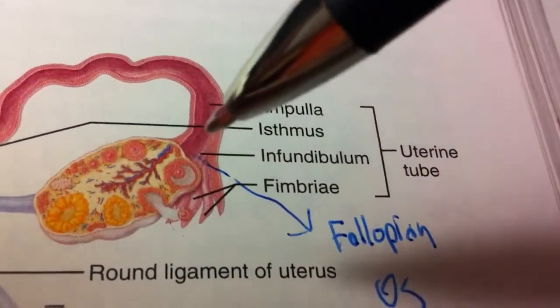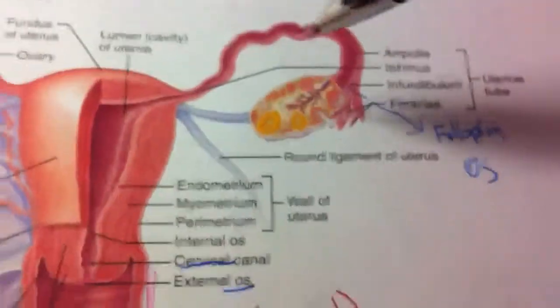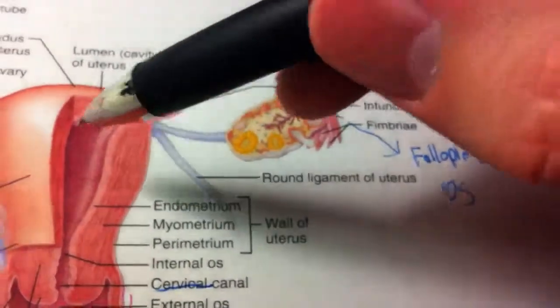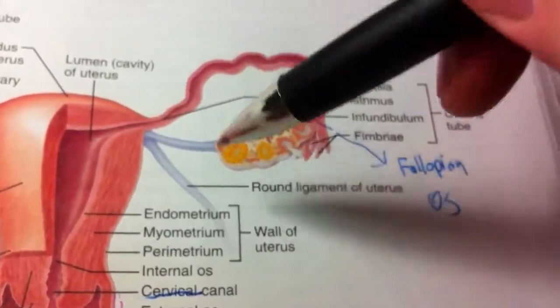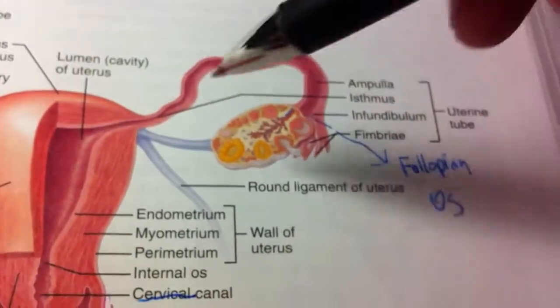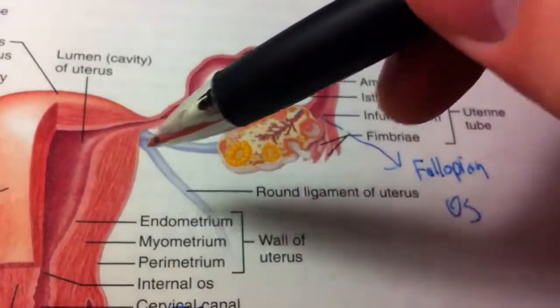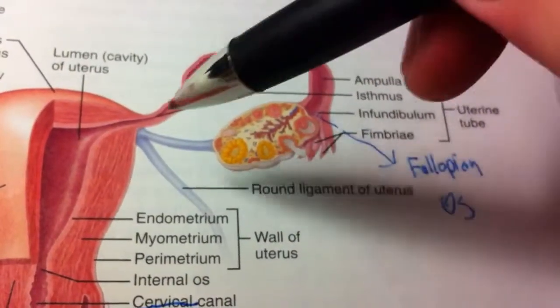It travels down this structure, which connects the uterus with the ovaries. I'm sorry, ovaries is the correct term. This is the fallopian tube, named after the medieval anatomist Fallopius.